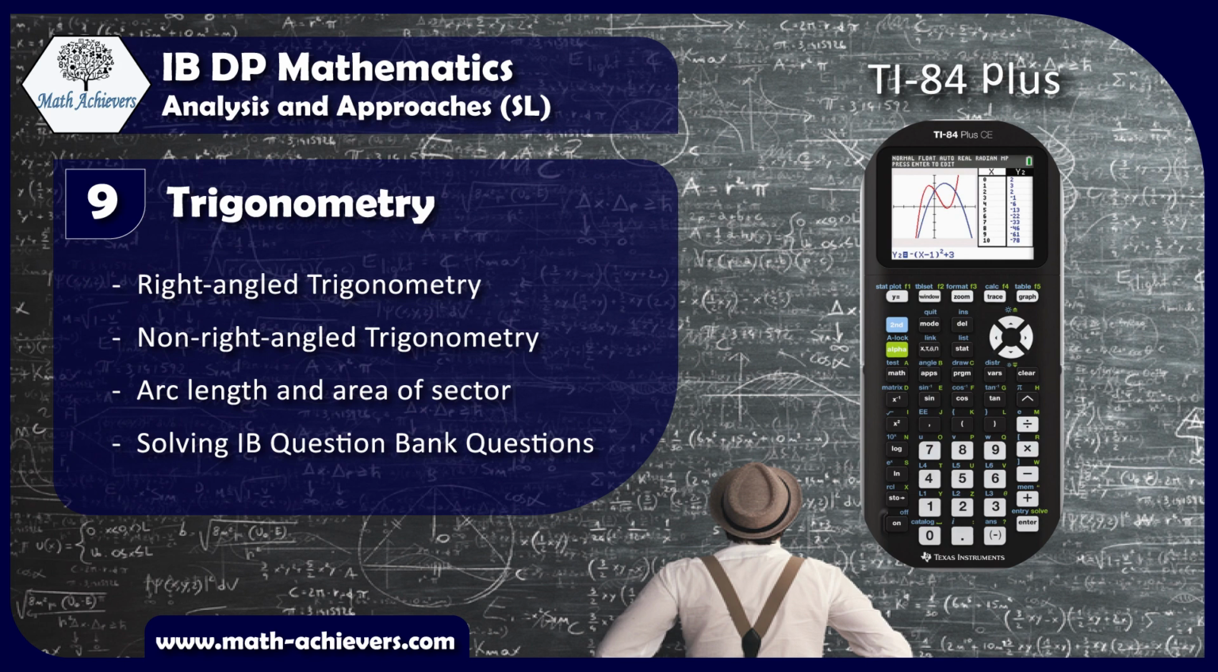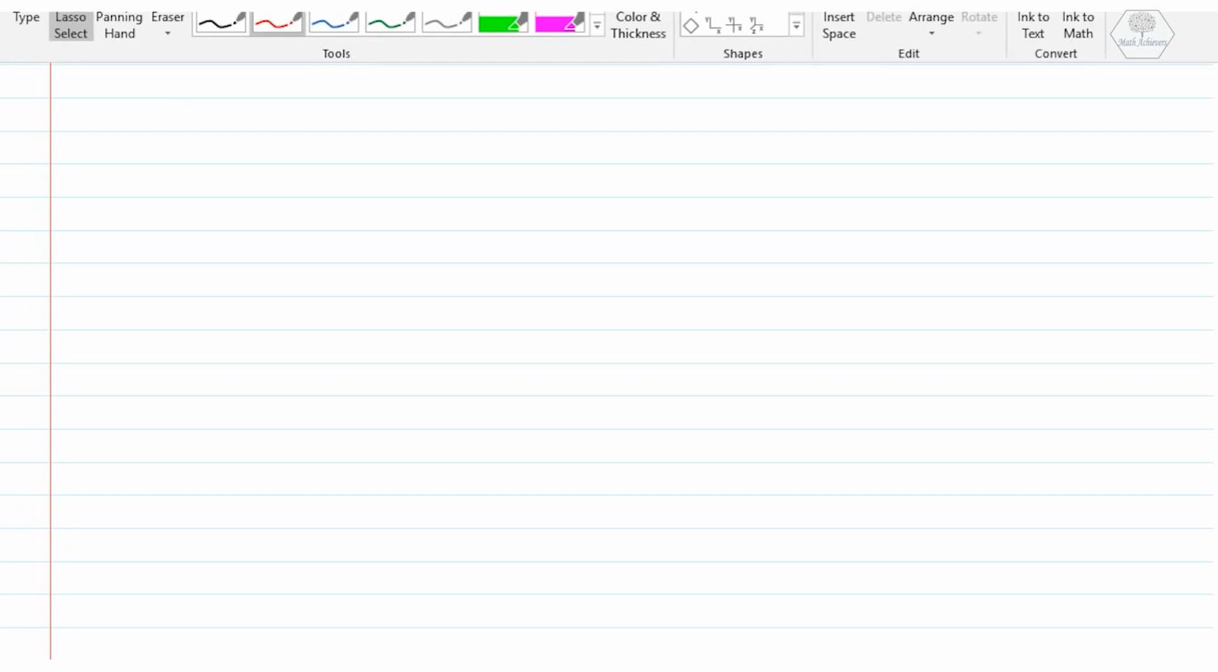Now with class 9, we'll explain trigonometry. We'll explain right angle trigonometry, non-right angle trigonometry, areas, area of sector, length of arc. We'll start with the non-right angle triangle.